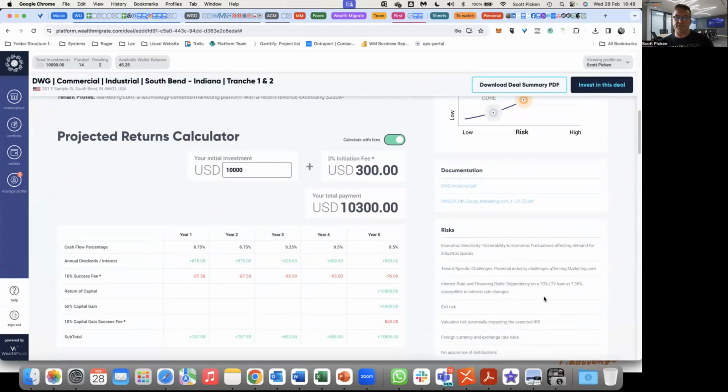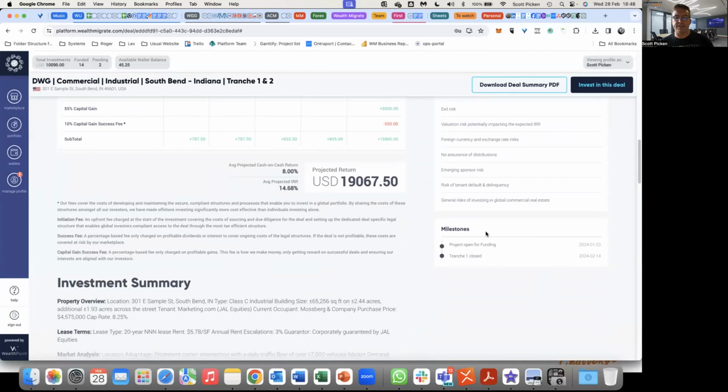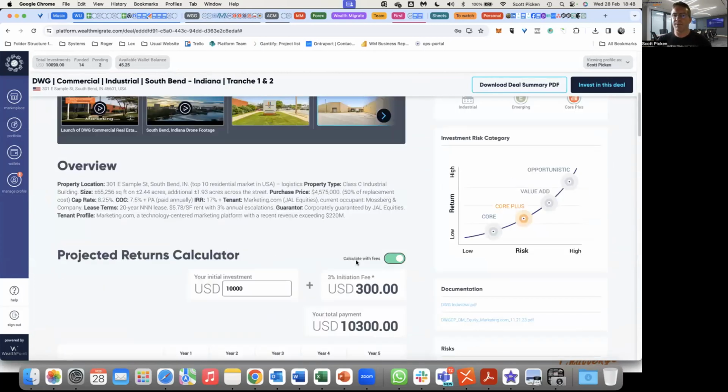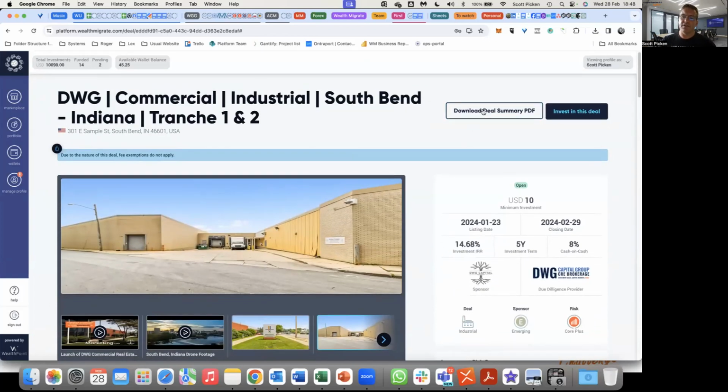We don't hide the risks. So the risks are literally there. You can go read about them. You can see the milestones. You can literally read through everything, basically. And even I quite like this as well. If you just want to download everything on the page and print it out, well, you can do that as well. But let's just keep it simple.